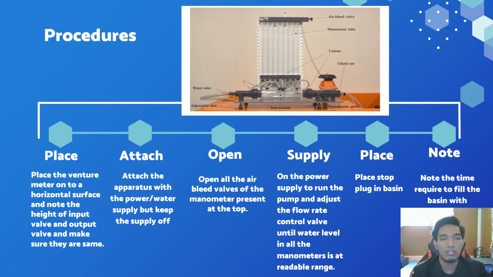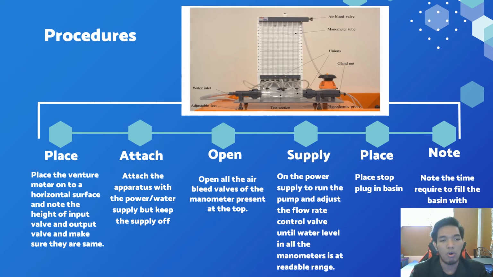Alright, moving on. So these are the procedures. As you can see, there is the setup of the apparatus for the experiment. First of all, place the venturimeter onto a horizontal surface and note the height of the input valve and the output valve and make sure that they are the same. Next, attach the apparatus to the power or water supply, but keep the supply off first.